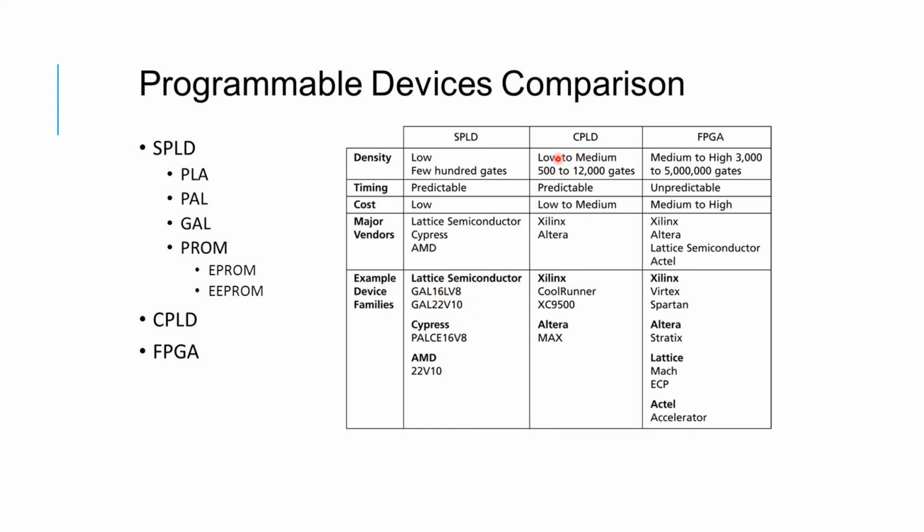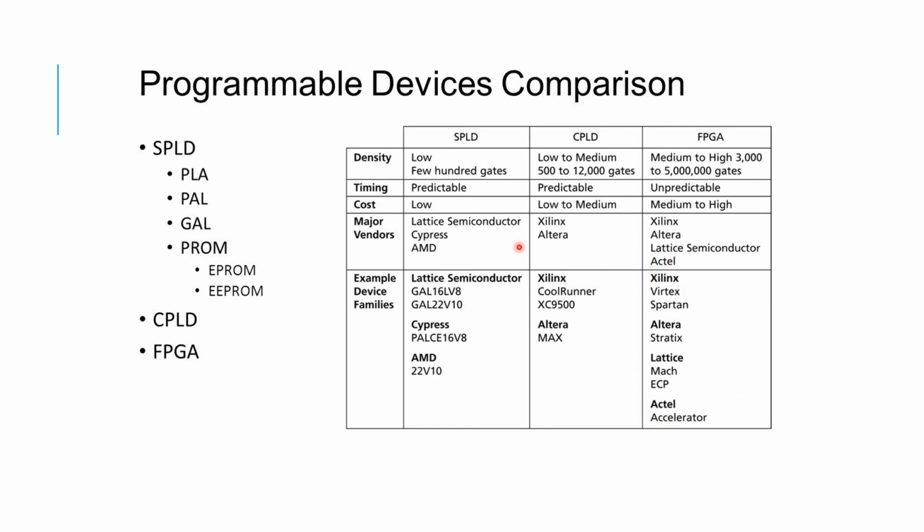In CPLD, the density is low to medium, that is 500 to 12,000 gates. Timing is predictable. Cost is low to medium, and the major vendors are Xilinx and Altera, and the family of example devices are given here. And under the heading FPGA, the density is medium to high, that is 3000 to 50 lakh gates, and the timing is unpredictable. Cost is medium to high. The major vendors of FPGA are Xilinx, Altera, Lattice Semiconductor, Actel, and the example device families are listed here.